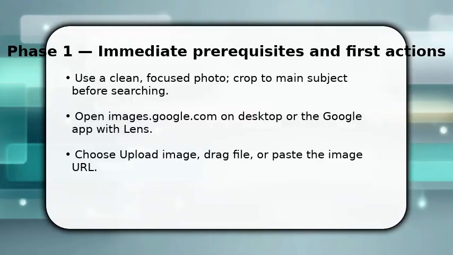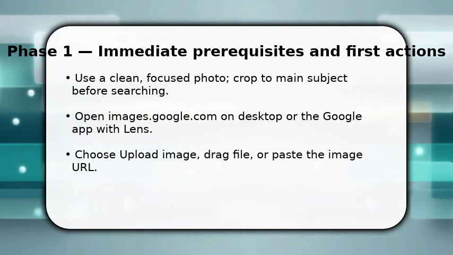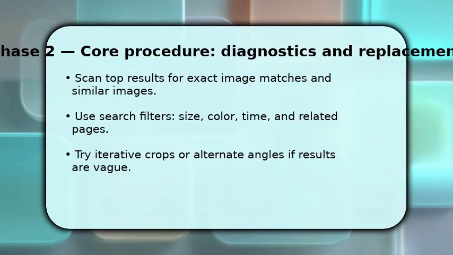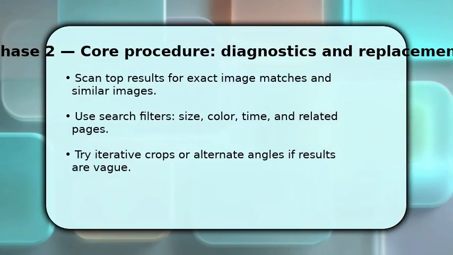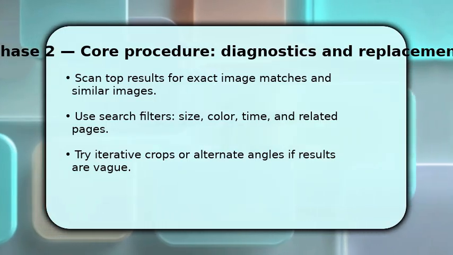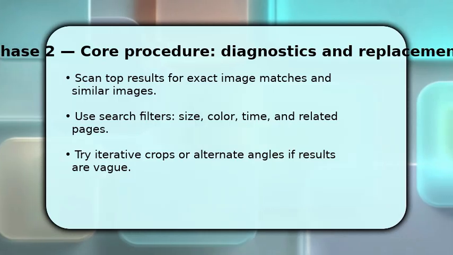Use the desktop upload for full-size files, or Lens in the mobile app when you only have the phone photo. Once done, examine the top results for exact matches, then check visually similar images and related pages to find origin details. Use filters like size, color, and time to prioritize likely sources. For older images, set a custom date range.